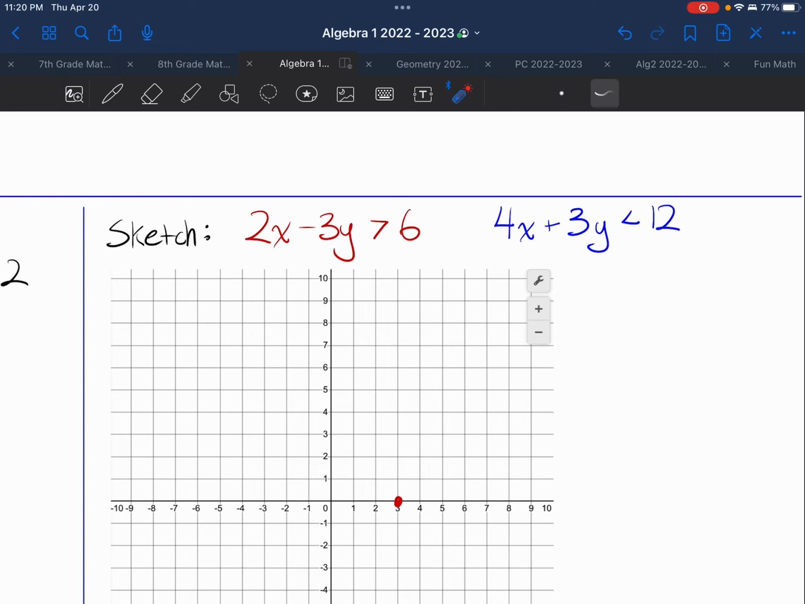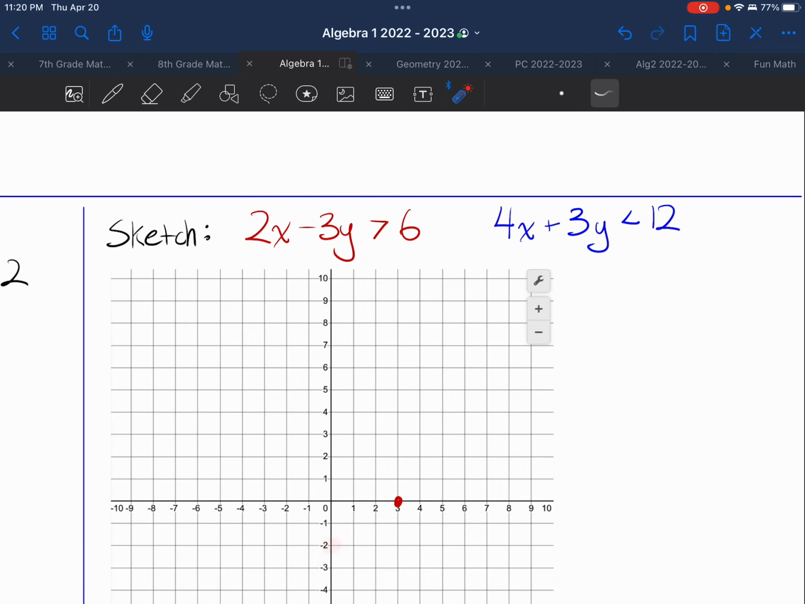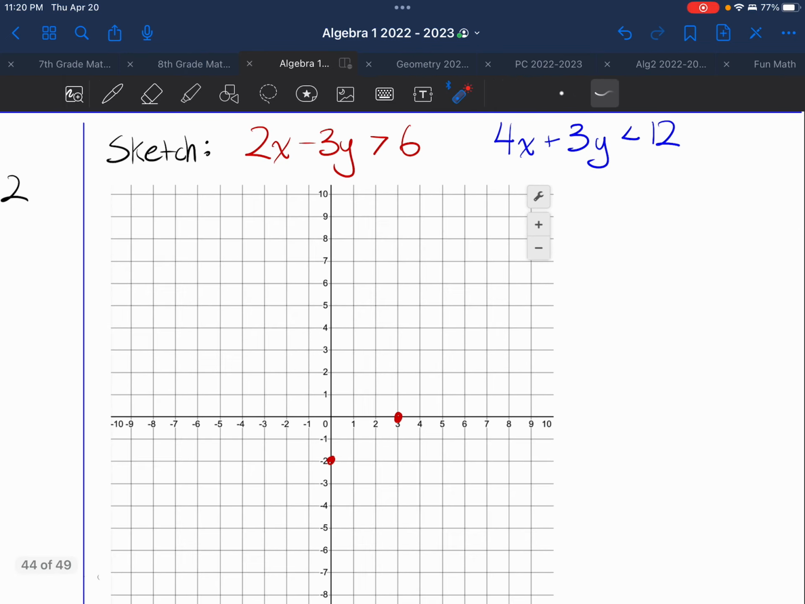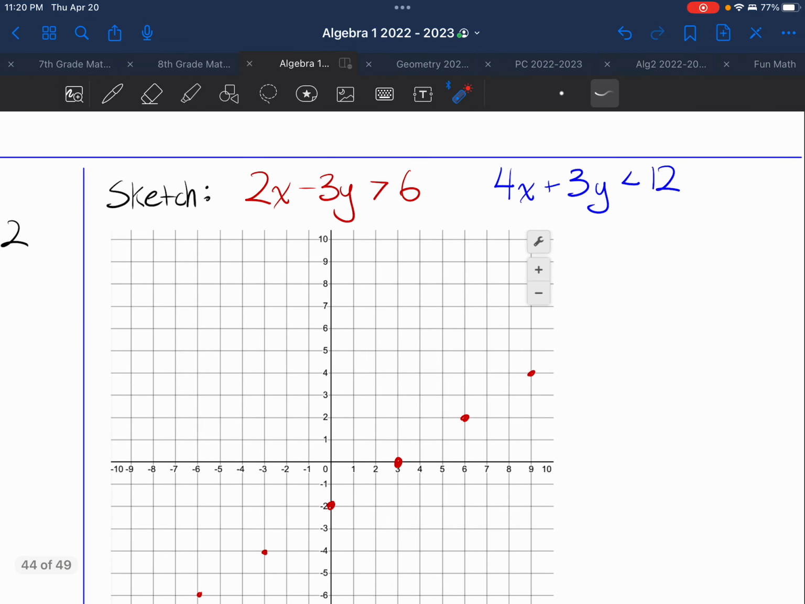Then I do the same thing if I cross off the x. I have negative 3y is essentially equal to 6. Then I'm going to divide by negative 3, and that means y is equal to negative 2. I come down to negative 2, mark it with pen, and then I just repeat this pattern. Notice that this pattern is right 3 up 2, so I'm going to go right 3 up 2, right 3 up 2, and graph a bunch of these points, or left 3 down 2, left 3 down 2, left 3 down 2.